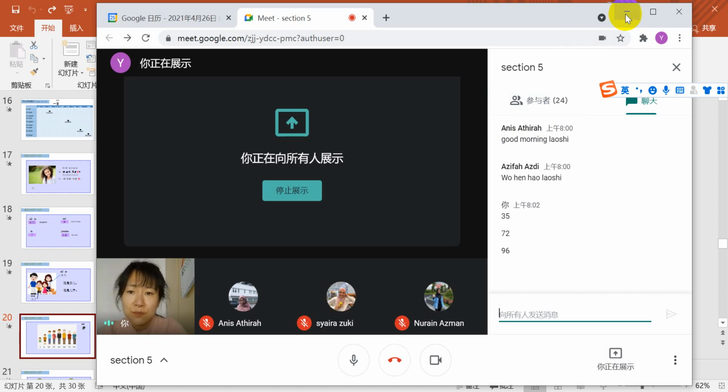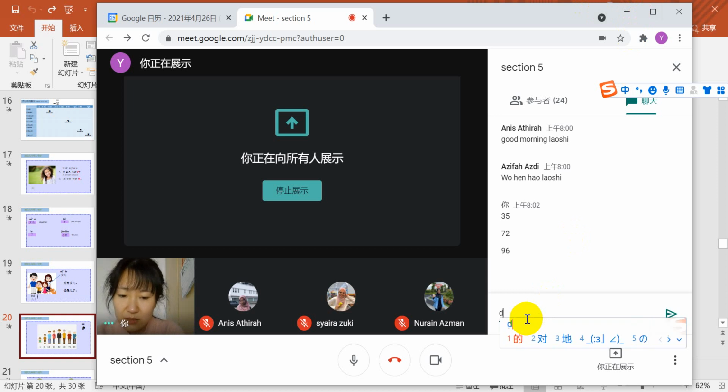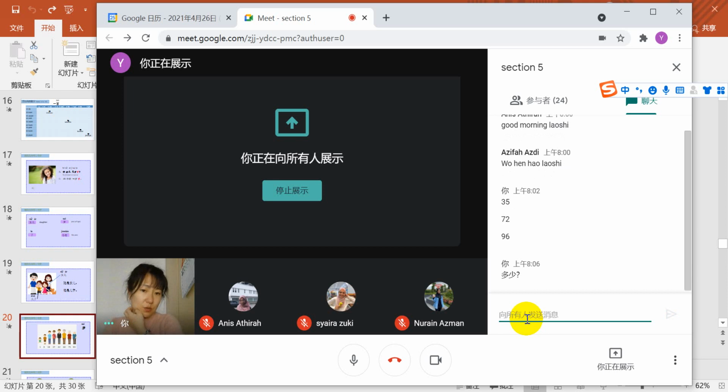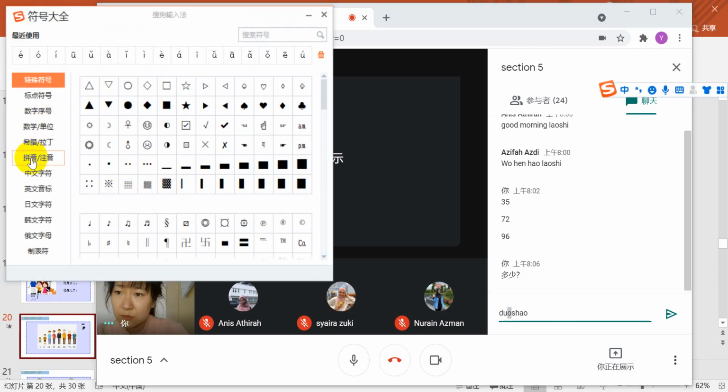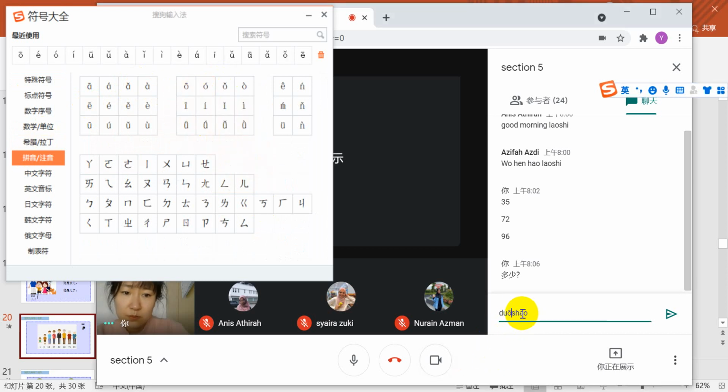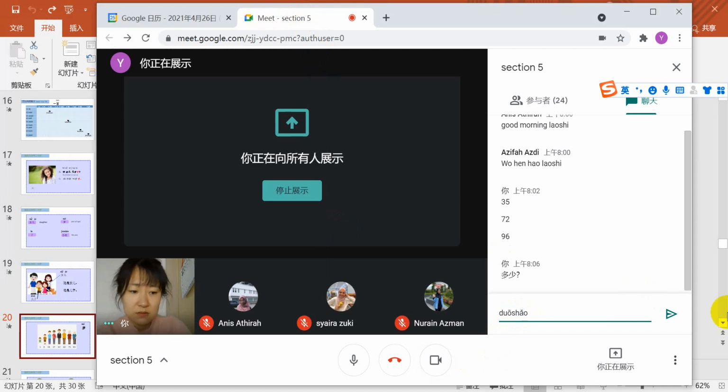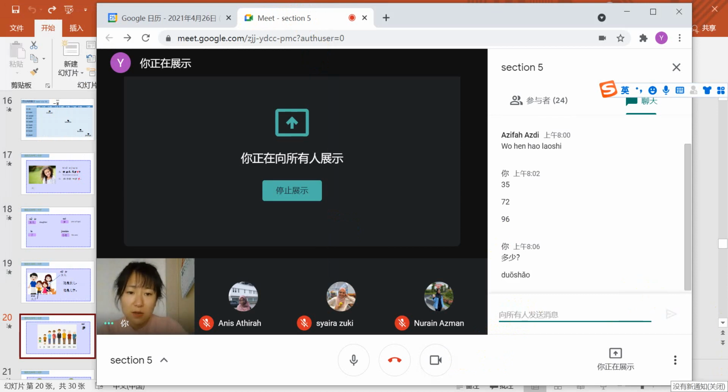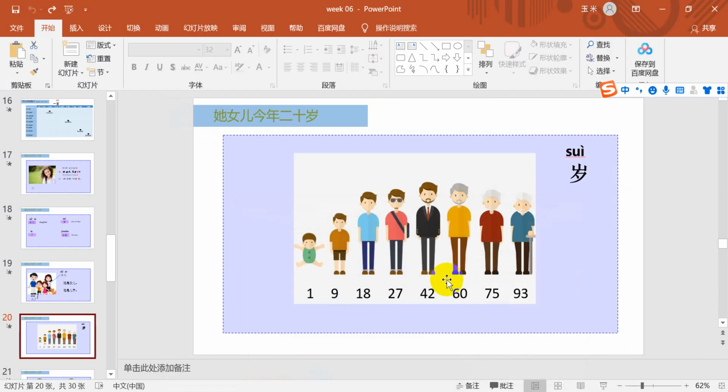Now, if we want to ask about a number that may be more than 10, we use 多少. We will learn this one later. 多少 also means how many, but the answers will be more than 10. 多少, how many? Okay, now we will learn 几 first.